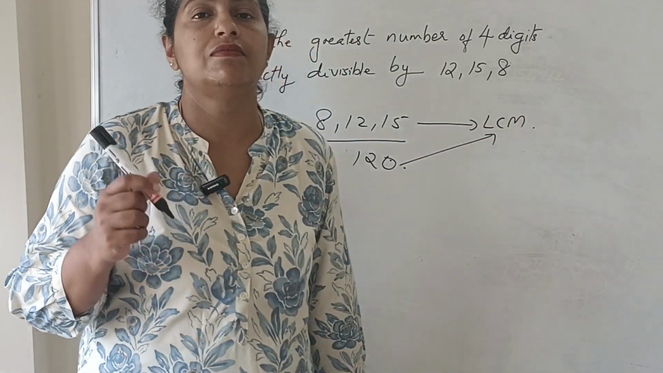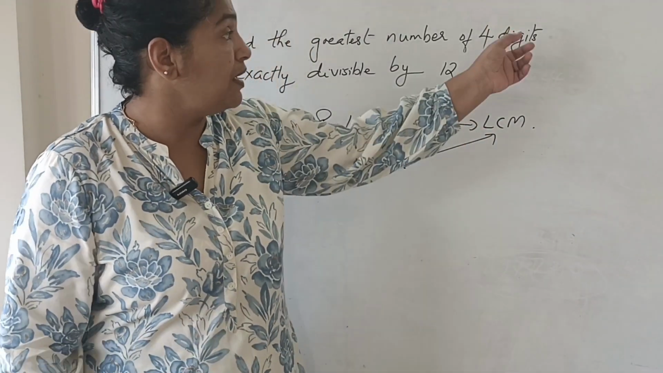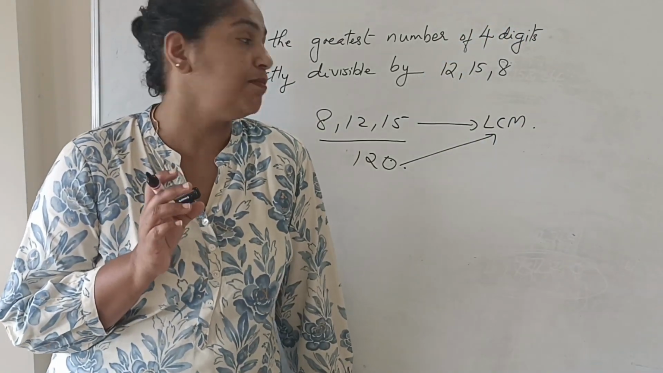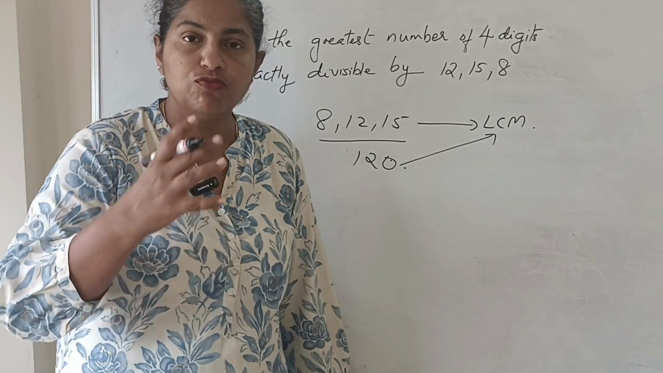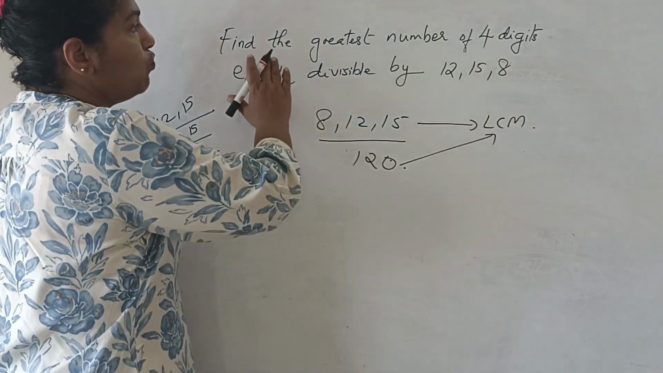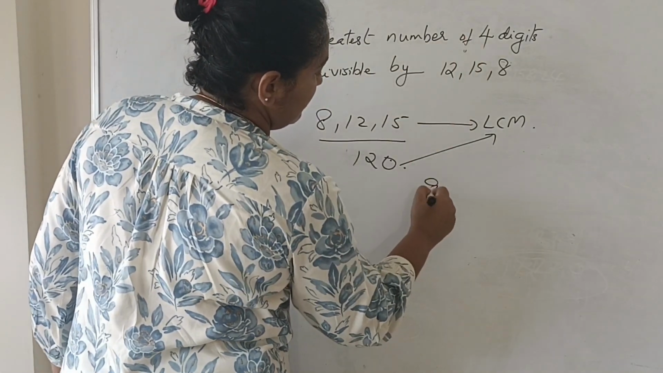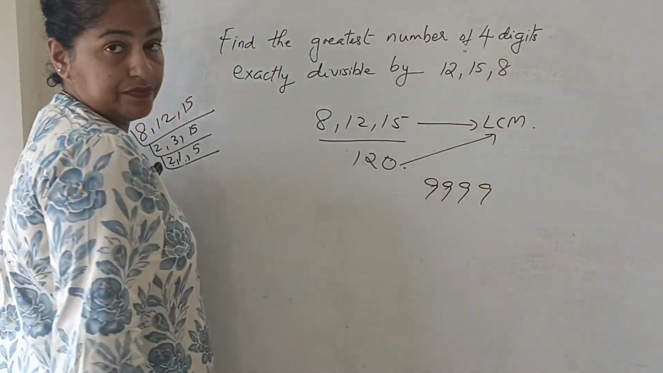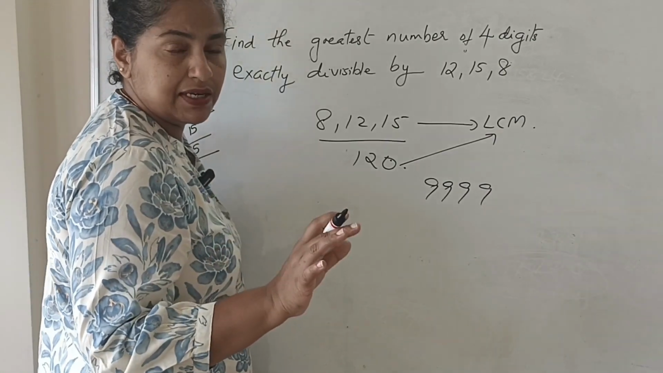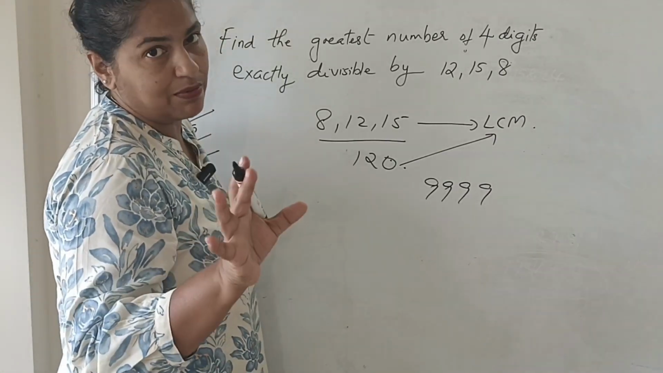Now I know that the greatest number of 4 digits which I need to find has to be a multiple of 120, which means that number should be divisible by 120 as well. Now what is the greatest number of 4 digits? It is 9999. This number has to be divided by 120. If it is not divisible by 120, I need to find what is the remainder.